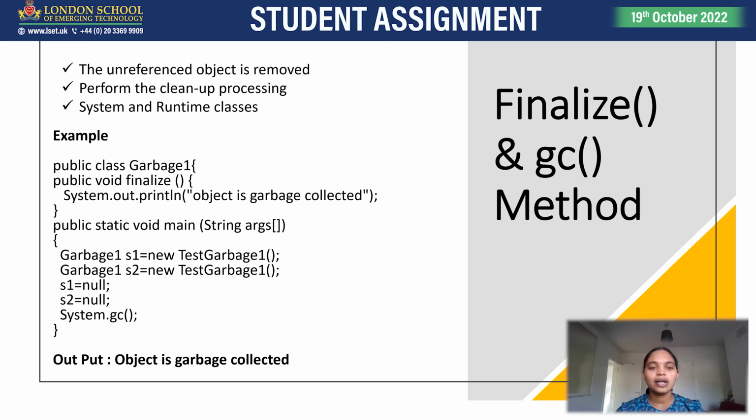Here the example for garbage collection is created. The class Garbage1 is created, and then the finalize method is invoked to print the message "object is garbage collected". Inside the main method, two objects are created for the class Garbage1: Garbage1 s1 = new Garbage1, and Garbage1 s2 = new Garbage1. Here s1 is pointed to null and then s2 is pointed to null. The System.gc method is invoked to perform the cleanup processing. The output of this program is: object is garbage collected.